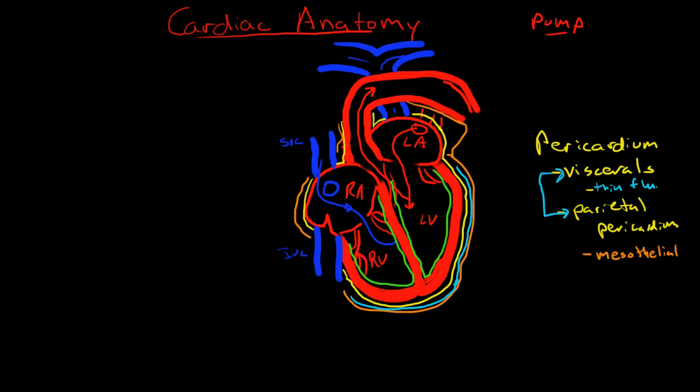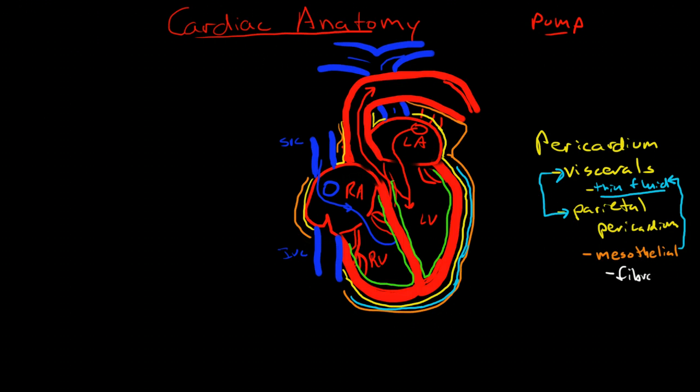And this fluid is mostly water, and it's actually very, very close in chemistry to extracellular fluids from around the body. So very similar to plasma, very similar to interstitial fluid. It has a little bit of protein and some electrolytes. And this fluid is made by these mesothelial cells, which are epithelial cells that make up the innermost layer of the parietal pericardium.